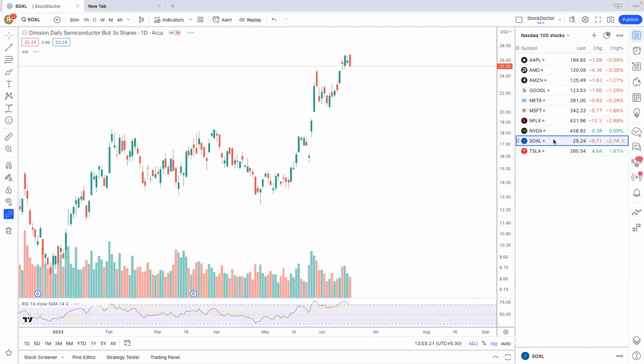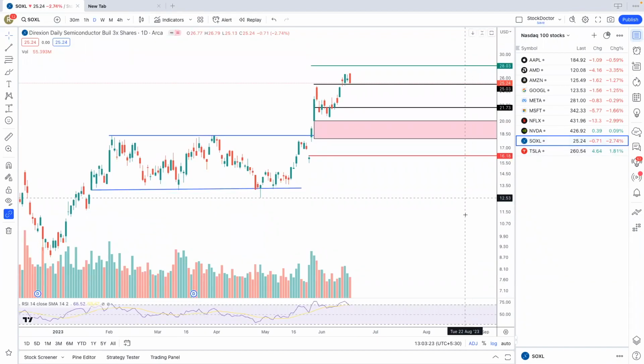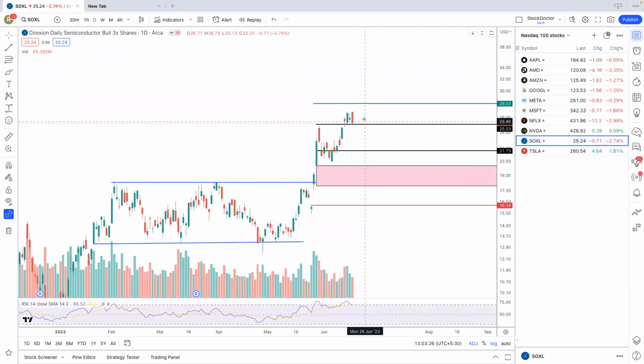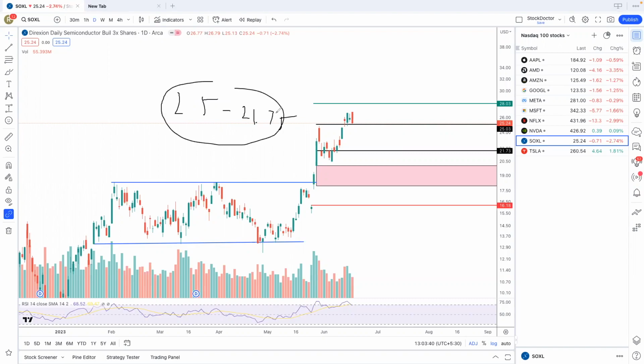Next stock we have SOXL. For SOXL we gave two targets of 25 and 28. It didn't reach 28, but it almost reached 27, and from there it gave some downside. So for now, 25 to 22 or 21.75 is an important area it has created. If it stays below 25, then 21.75 is possible. If it breaks 25, then 28 is the first target, and then 30, 32, 34 targets open.